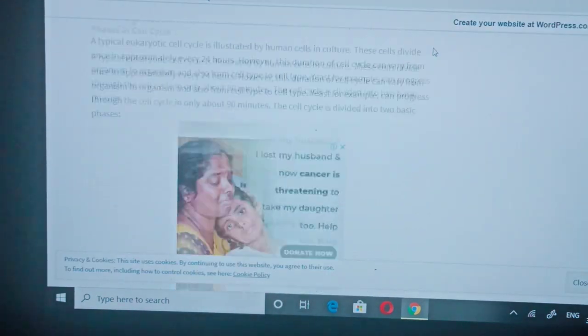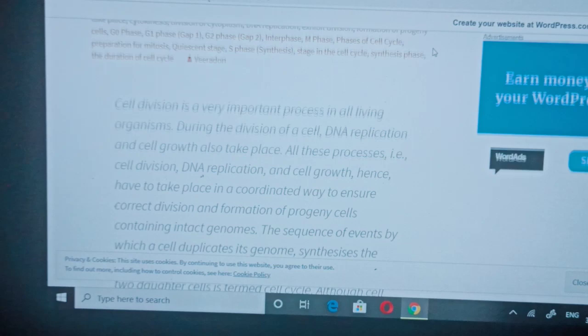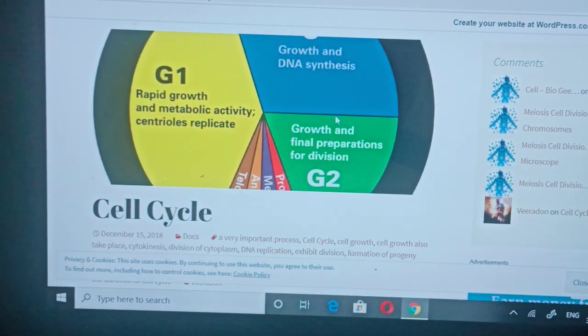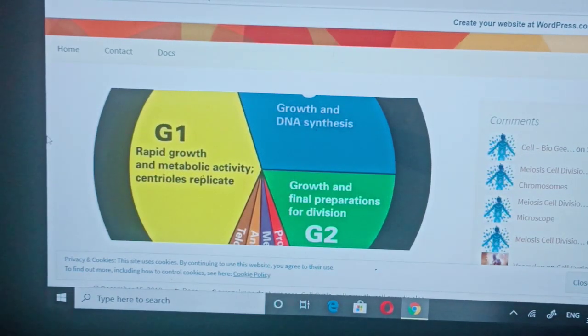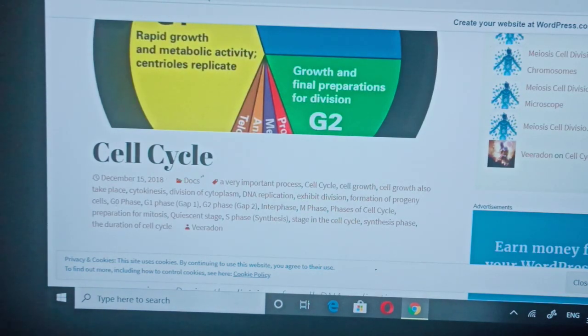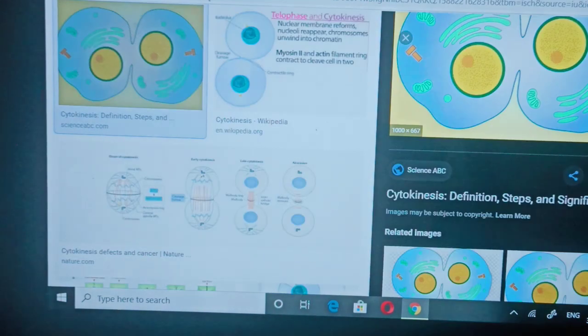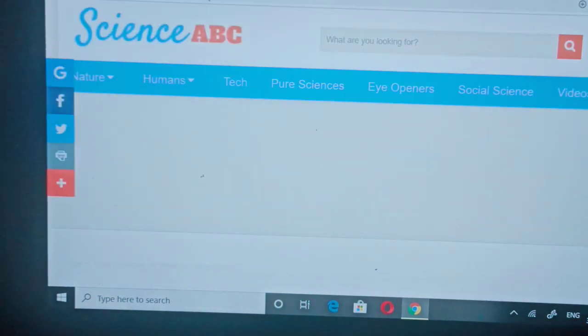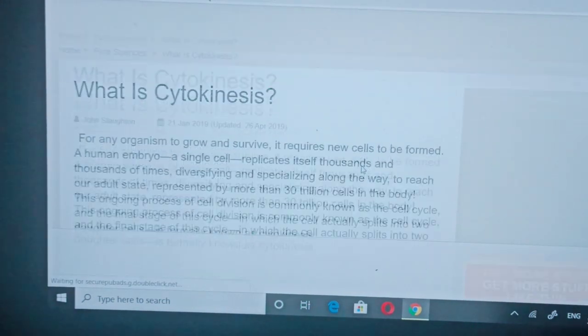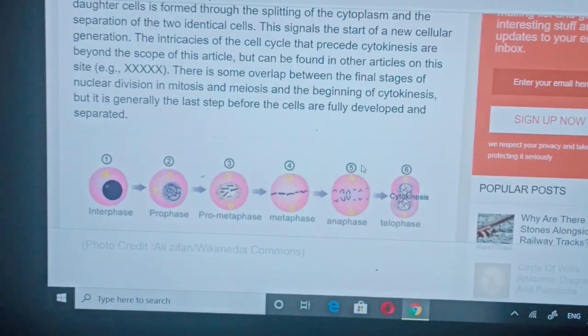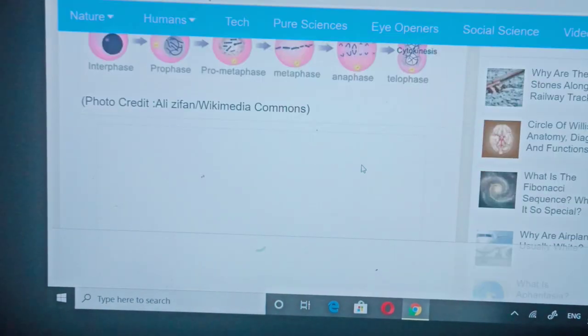So what we have done here, we have now understood the cell cycle. A cell goes to the first G1 phase, then comes to the G2 phase, then comes to the mitosis process, and then lastly it comes to the cytokinesis. That means division of the cell into two daughter cells. Now look at the picture diagram here. Let me show you. This is very clear to understand, I think.